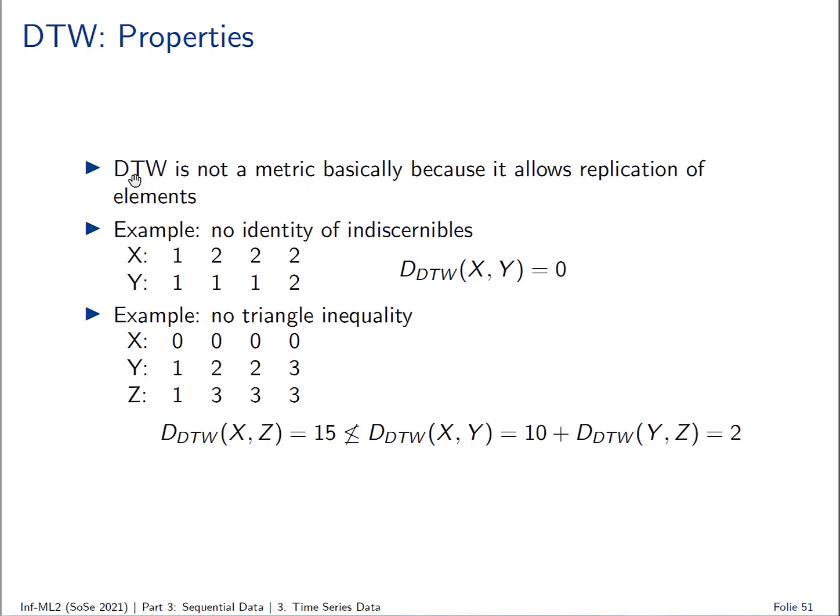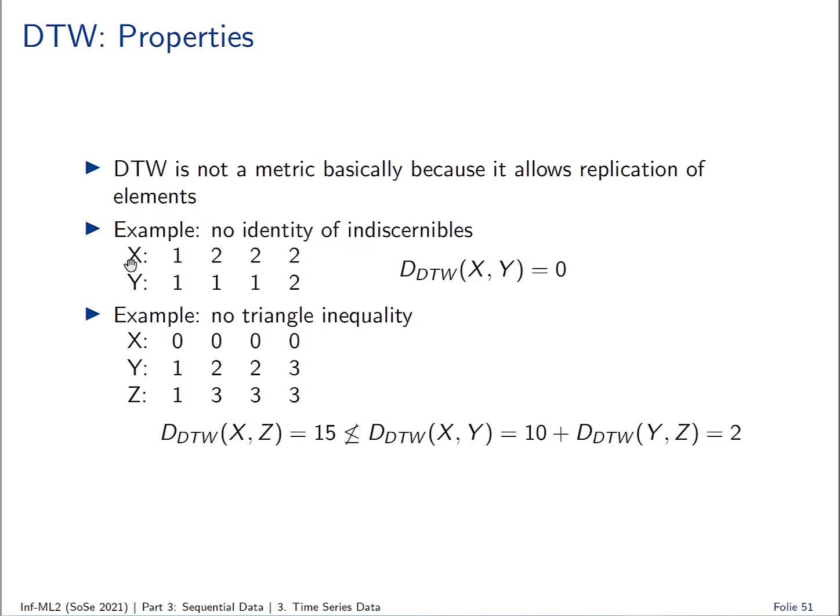But anyway, dynamic time warping is in that case not a metric because it allows the replication of elements, and that leads to some properties that somehow deny the metric properties. For example, we have no identity of indiscernibles.